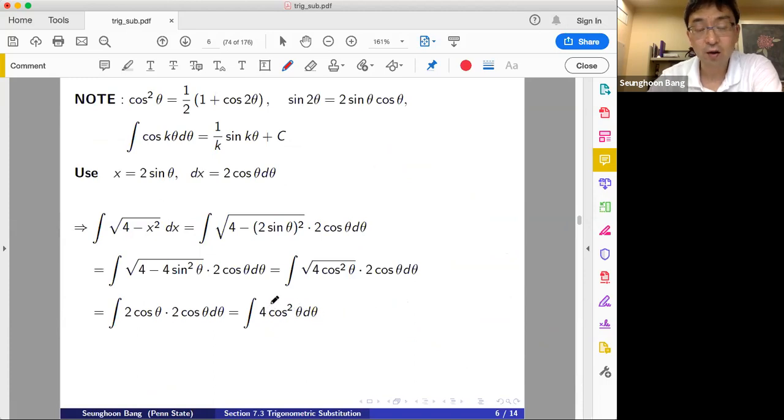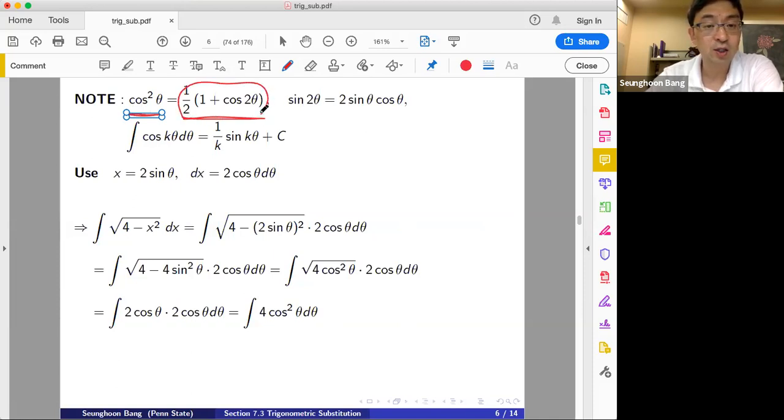Next, how can you find the integral of cosine square of theta? You are going back to section 7.2, the integrals of trigonometric functions. How can you find the integral of cosine square? Do you remember? We use the half angle formula. Memorize this rule: cosine square of theta is 1 over 2 times 1 plus cosine 2 theta.